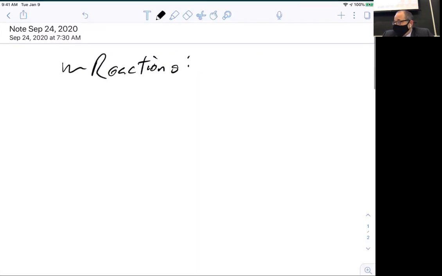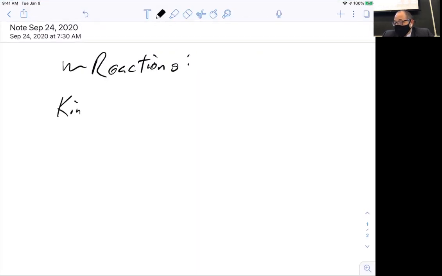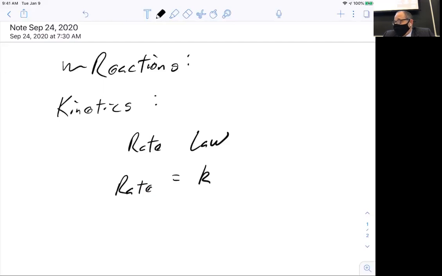So when we look at the reactions, let's look at kinetics. And we talked about how kinetics was how fast something worked. What we specifically need to know is rate law. And the rate law is going to be the rate equal to some constants times the concentration of the reactants.